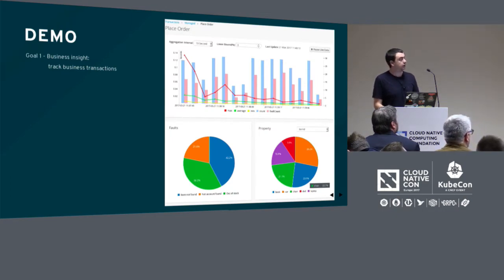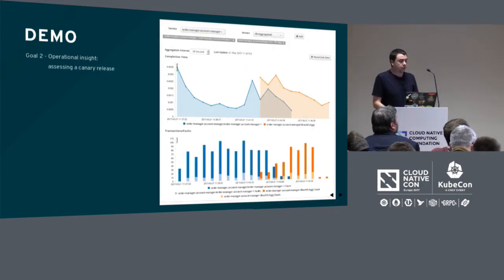For the demo, I want to achieve two things. One is a screen like that, where based on tracing data, we can extract business insights like that. So I want to track, if you look at the top part of that screenshot, we have a transaction called place order. So that's the transaction I want to trace, I want to track.